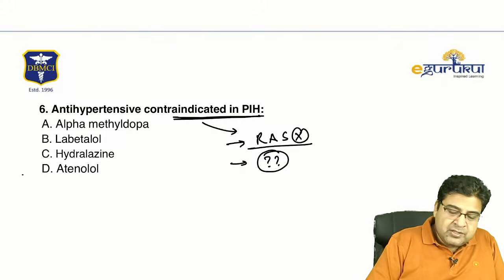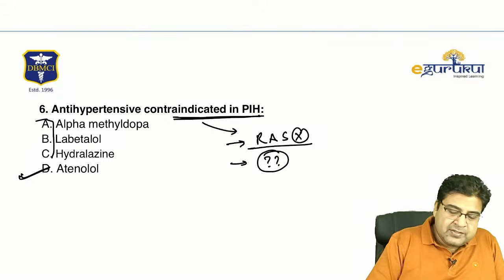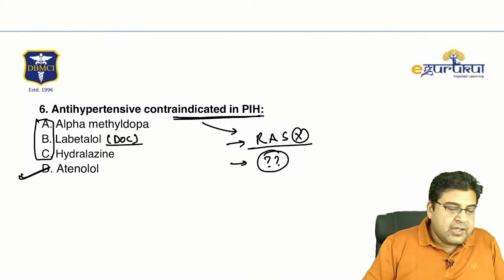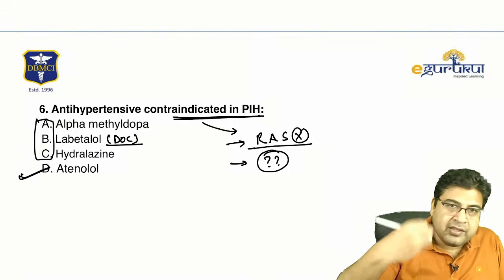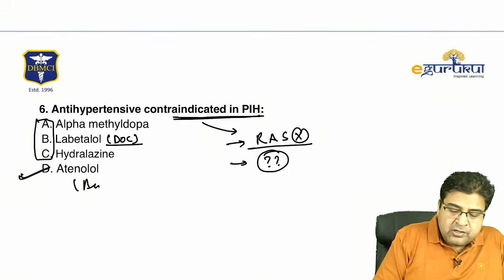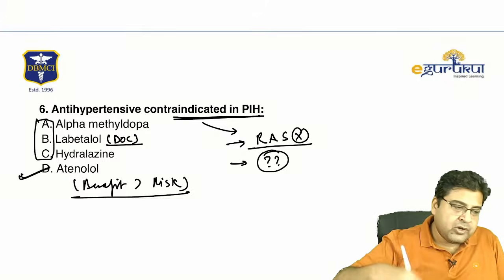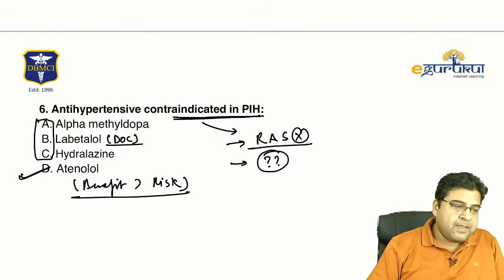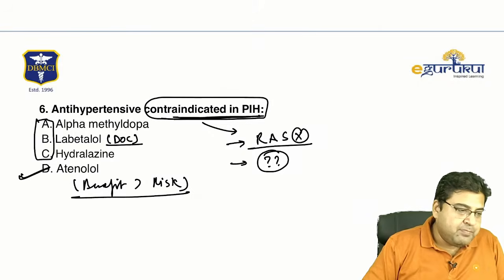But in this MCQ, atenolol is an option that you will mark. So these three medicines are safe, where labetalol is the drug of choice. Like in one of the previous questions, we said that atenolol can be given when the benefit is more than the risk. But in this question, I'm ruling it out because the other three medicines are safe. Now here you have to answer which medicines are purely contraindicated in PIH.